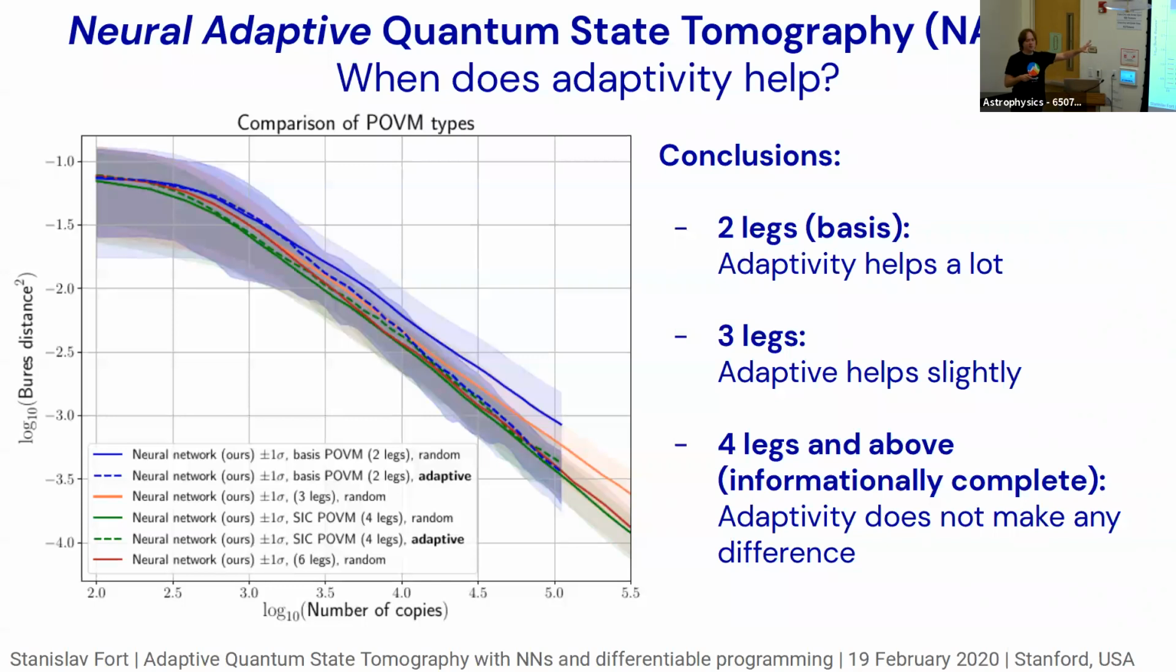This is a busy plot, but the two-legged things are the blue things. And the solid line is the thing without adaptivity, and then the dashed line is the thing with adaptivity, so there's the dashed line right here. And you can see this gap between them, which is caused by the adaptivity being better at exploiting and learning new things about the hidden system than measuring at random directions.